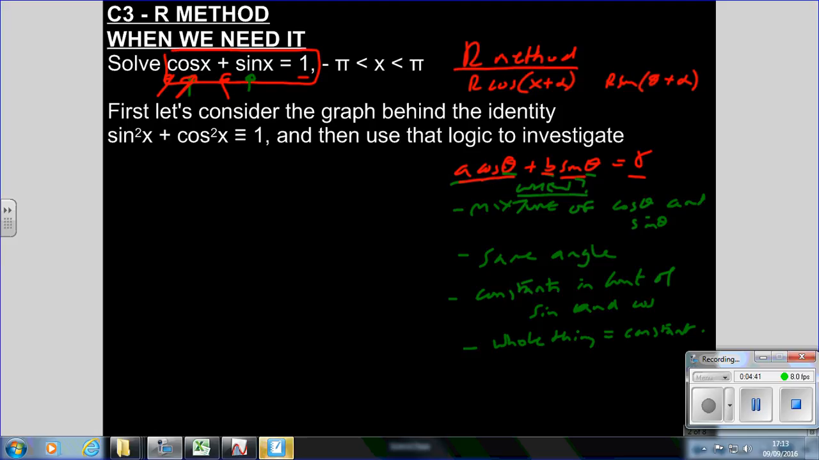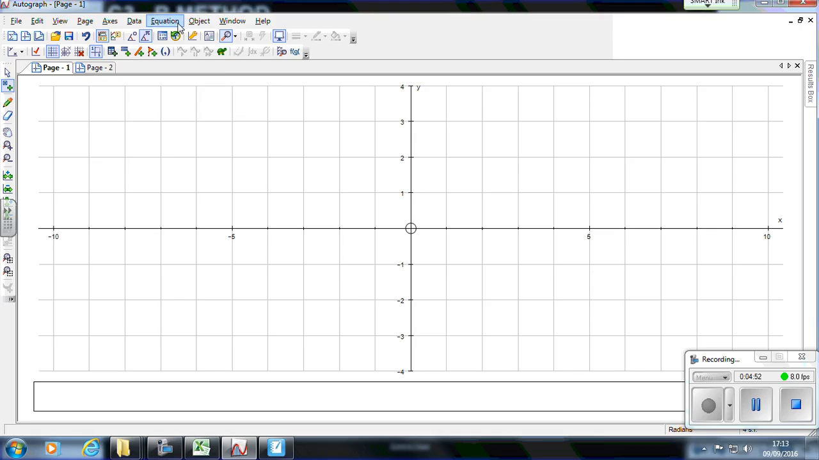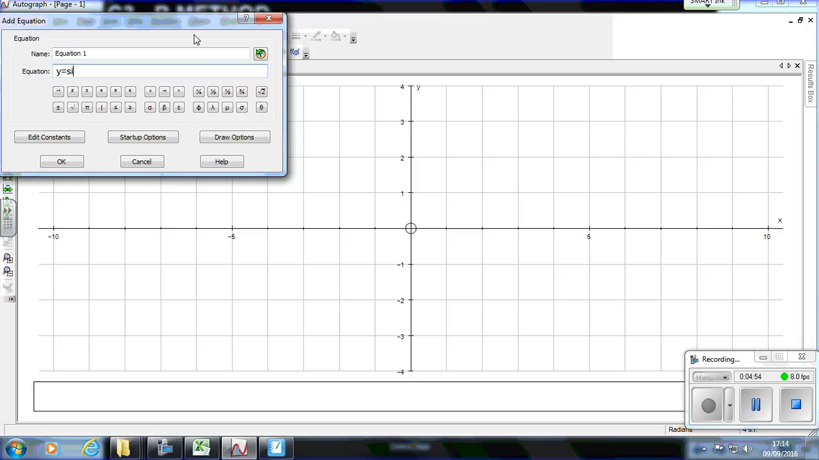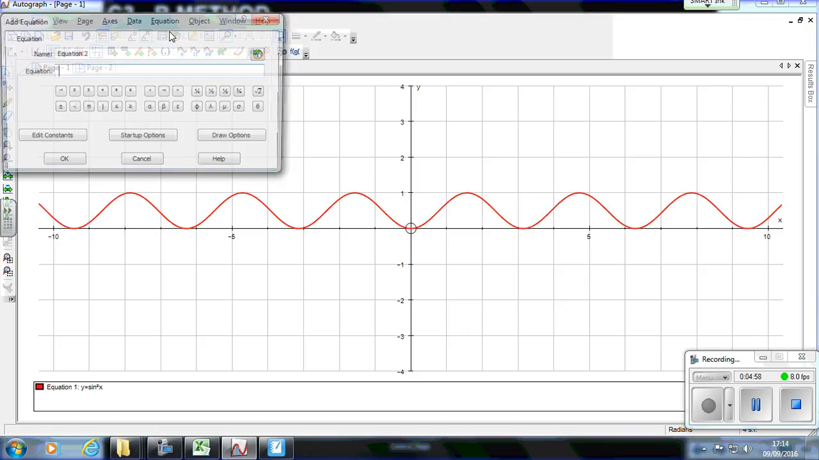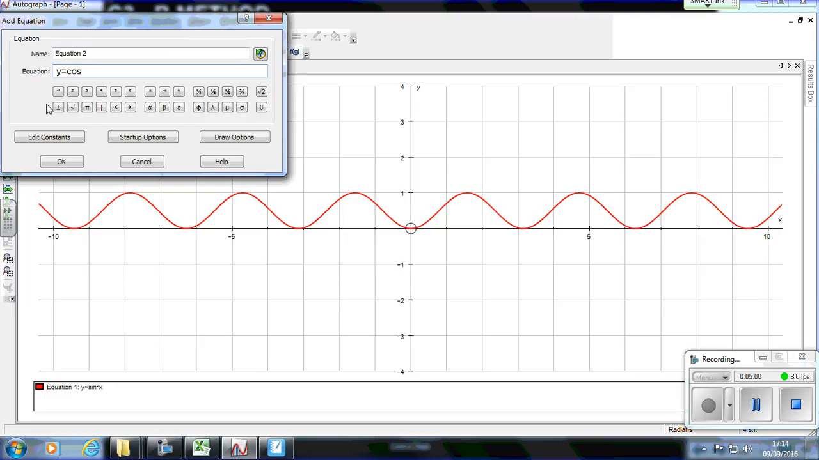Okay. Now, in order to solve this problem, cos x + sin x = 1, first off we're going to discover how we get to this R method thing in the first place. We're going to do that by looking at the graphs of sin² + cos² = 1 and using similar logic after. Most people probably haven't seen the sin²x graph, which looks like this one, and the cos²x graph, which looks like this one.